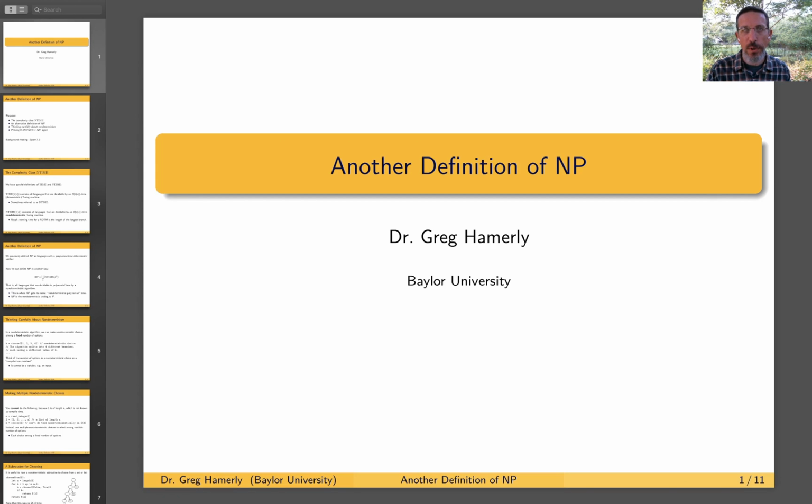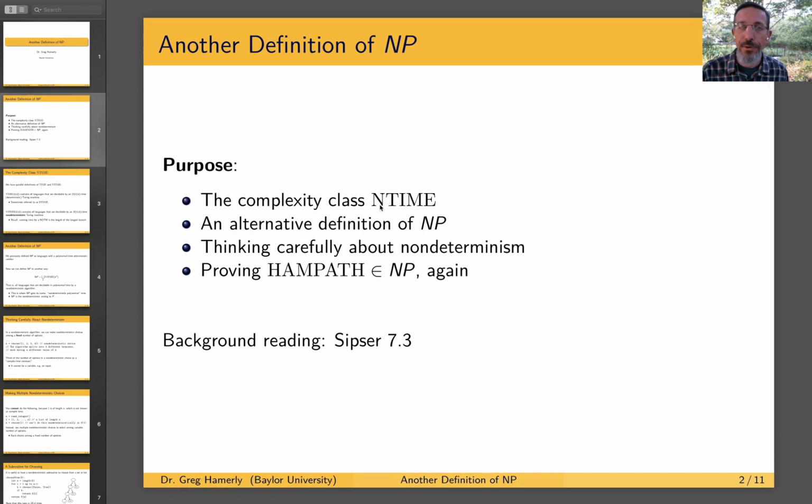Welcome to this lecture where we're going to look at another alternative definition of the complexity class NP. First, we'll introduce the complexity class definer called nTime, and then we'll define NP in a different way. And then we're going to take a little detour and think carefully about nondeterminism, what it can and cannot do, and how it interacts with complexity.